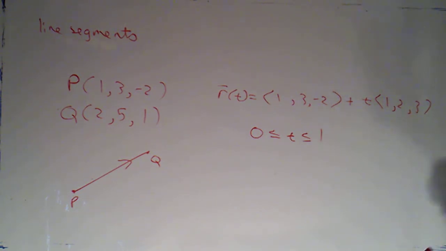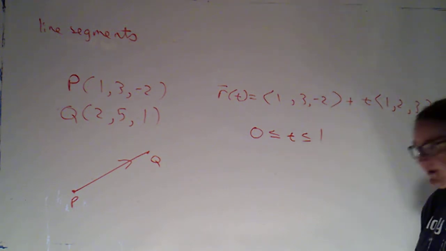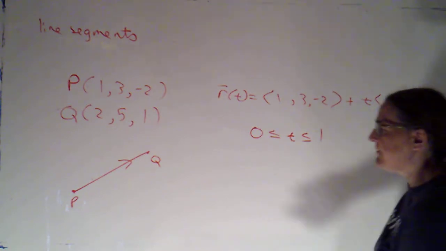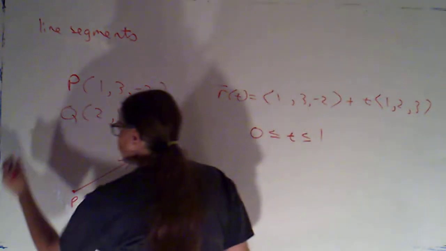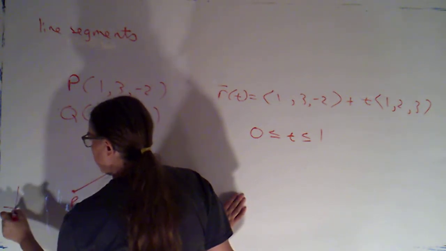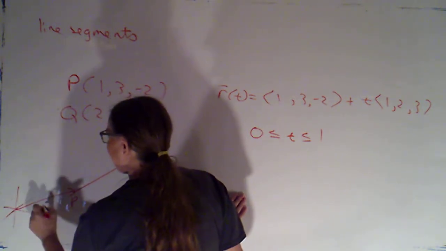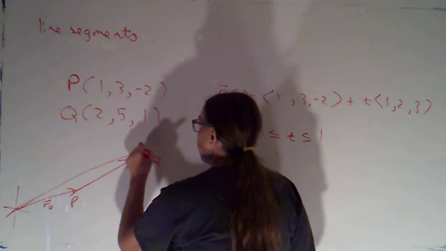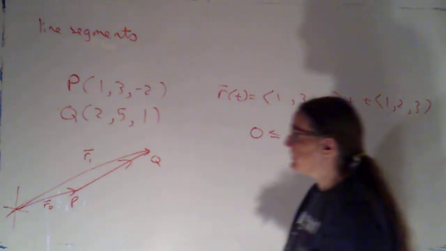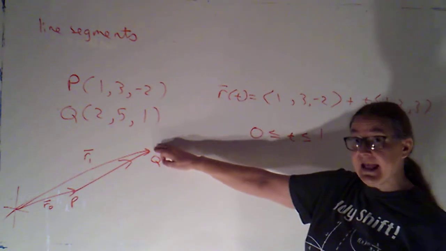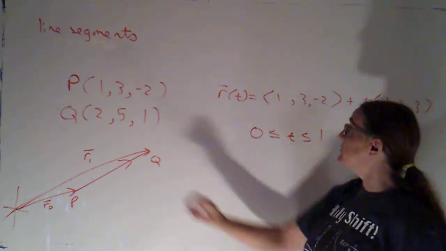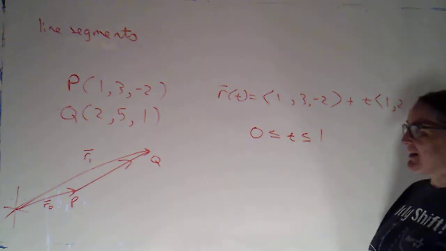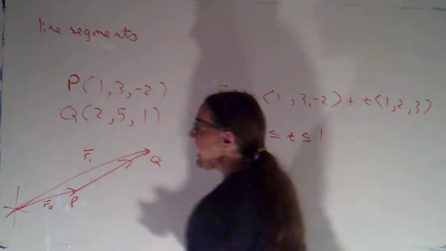Okay. Now, that's a standard way of giving a line segment. I want to just show you one other option that we could have. If I write r naught, let's just say I had the origin somewhere over here, I'm going to write r naught is the vector that points to my starting point, and r1 as the vector that points to my ending point for my line segment. So notice r1 would just be r(1) in this case, because that's going to take me to Q. So I'm just writing my starting and ending points as vectors.